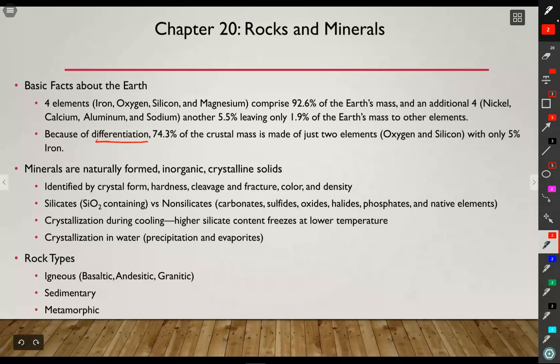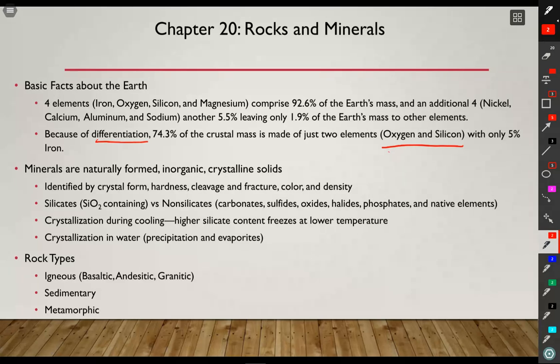And so 74.3% of the crust is just oxygen and silicon. And so that goes into a piece of what Hannah and I were discussing before class. The vast majority of your rocks are made of oxygen and silicon, because that's roughly 75%, right? 74.3% of the crust.